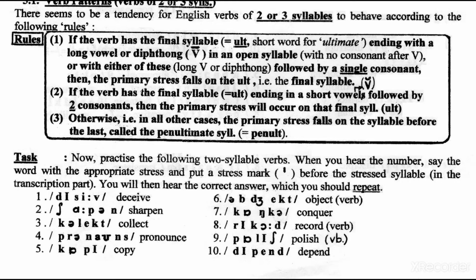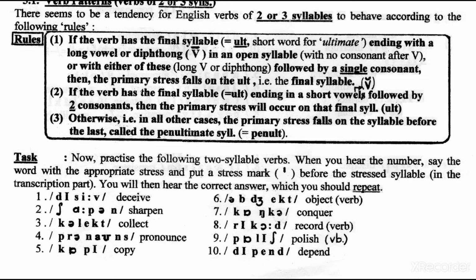Again, Rule 1c says, otherwise, it means other cases. If you don't find the cases of A and B, it means any other case. What do you do? You put the stress on the penult, that is the second from the end. Now I have just explained Rule 1a, Rule 1b and Rule 1c, which is devoted to verbs and adjectives of 2 and 3 syllables.